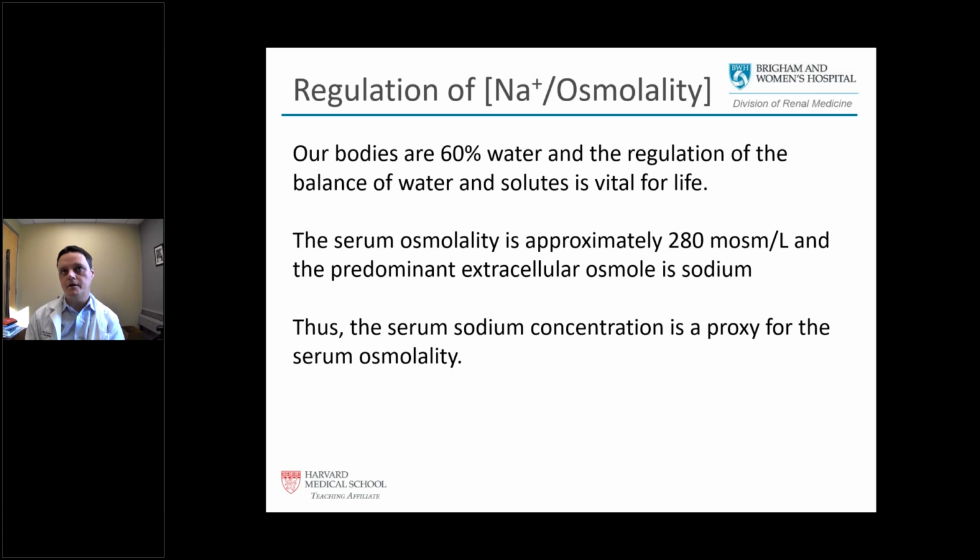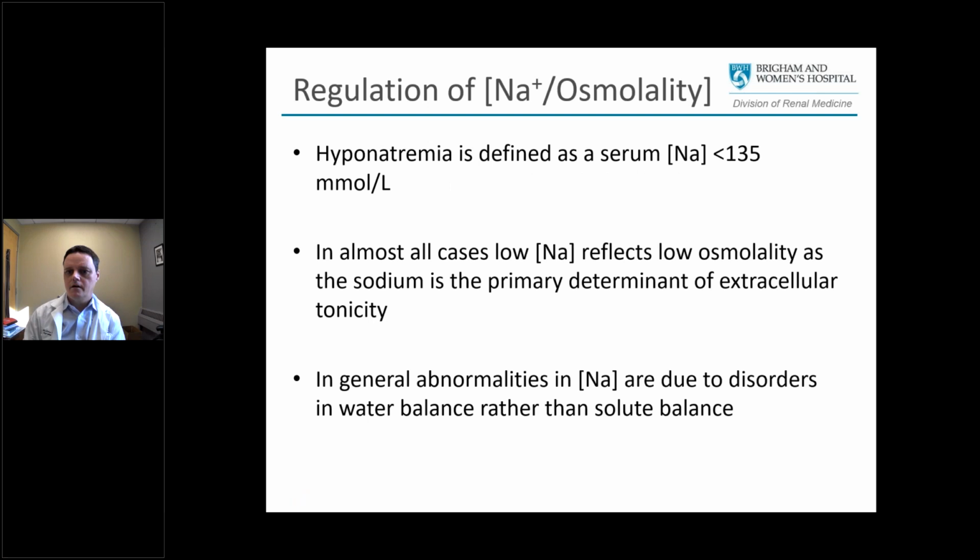This becomes a bit of a problem in clinical practice. Actually, I'll get back to this after the next slide. Hyponatremia is defined as a serum sodium of less than 135. But in almost all cases, low serum sodium concentrations reflect low osmolality, as the sodium is the primary determinant of the extracellular tonicity. So in general, abnormalities in the sodium concentration are due to disorders in water balance rather than solute balance. And this leads to problems in how you actually explain this to patients and how you think about treating these individuals. And it's one of the most complicated things to teach medical students.